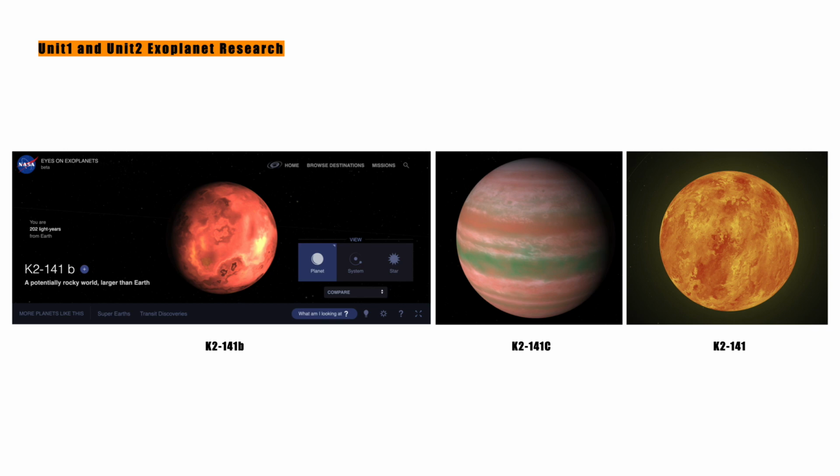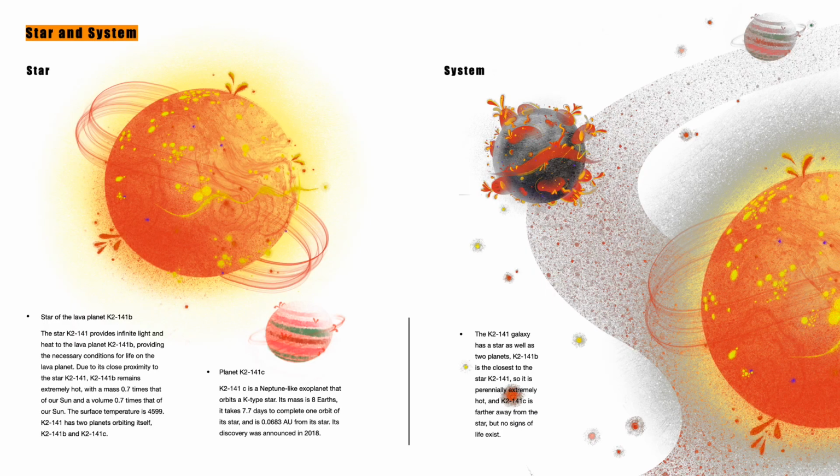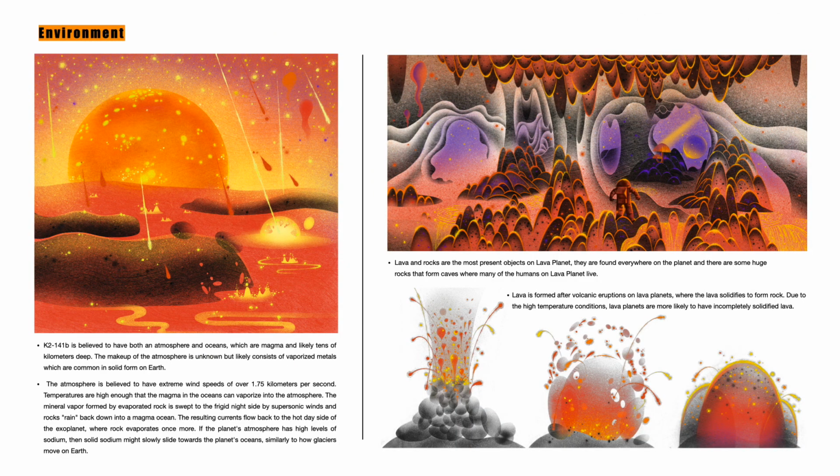Therefore, for the background research of lava planet, I chose K2141b, a real lava planet, and the stars and system of K2141b among the exoplanets observed by humans. The planet has rocky ring and supersonic winds. The depth of its magma ocean is estimated to be about 86 miles and so on. This data became the background information of the major project and provided the practical basis for illustration creation.